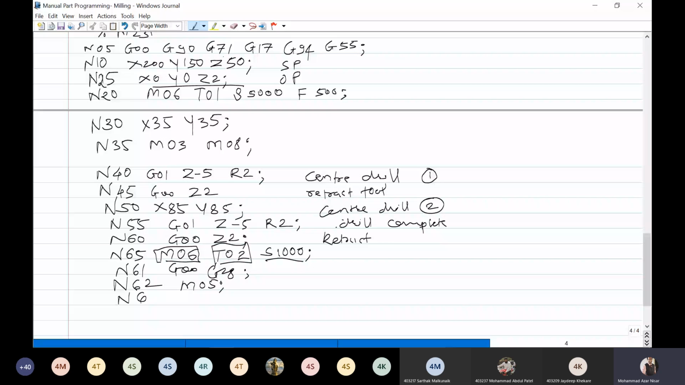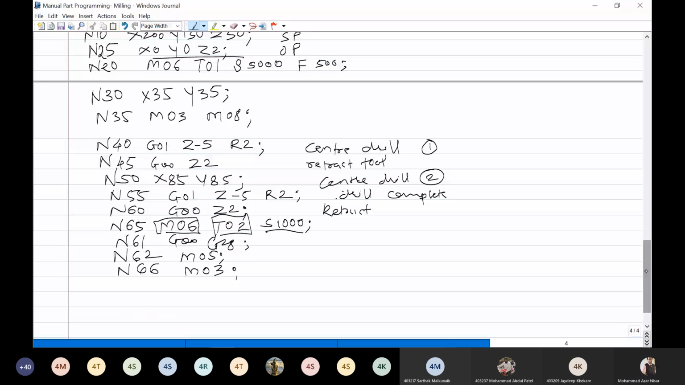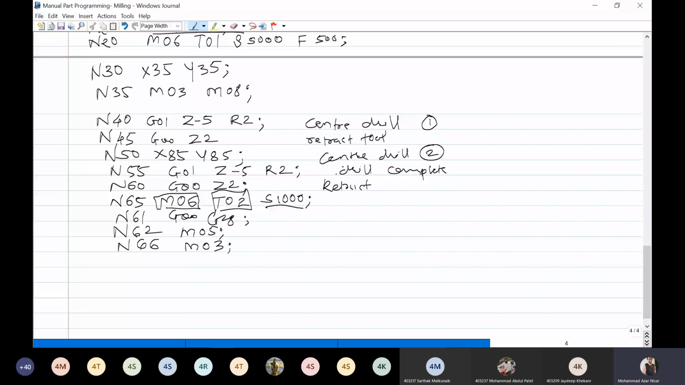Suppose N66, I will use the spindle start. Coolant is on, so we don't need to turn off the coolant. So M03, the spindle start again. Okay, now it starts with tool number 2. Now I have to make the drill.